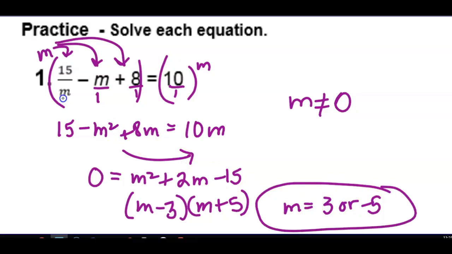We could plug them back in. If we put a 3 in here, we'd get 5 minus 3 is 2. Plus 8 is 10. It works. Put a negative 5 in, we'd get negative 3 plus 5, which is 2, plus 8 is 10. So they both check. I just talked myself through that super fast.